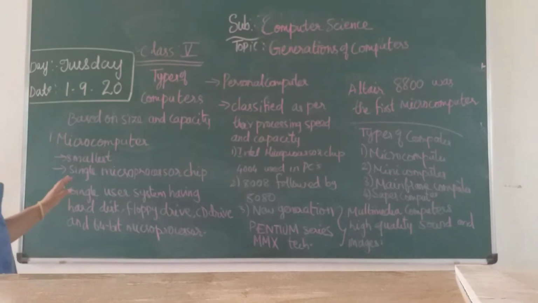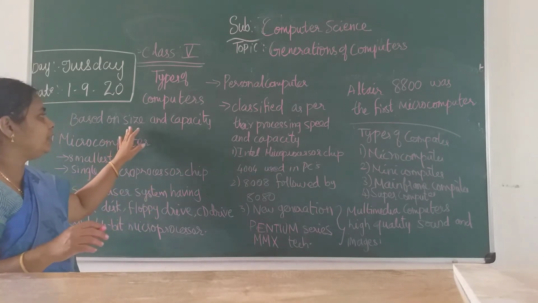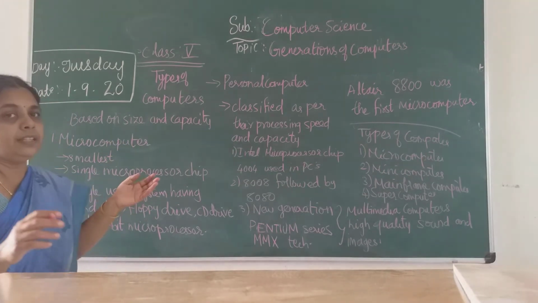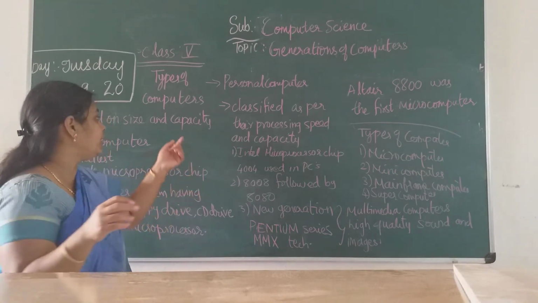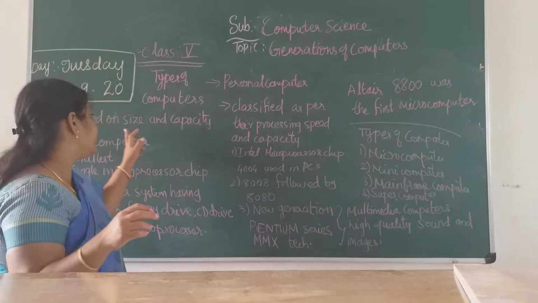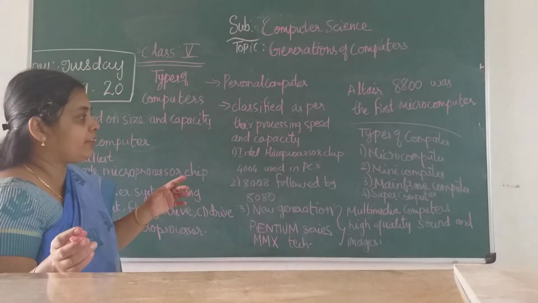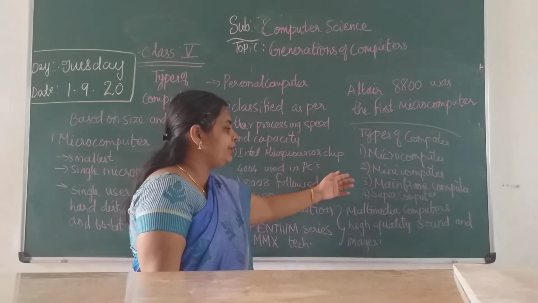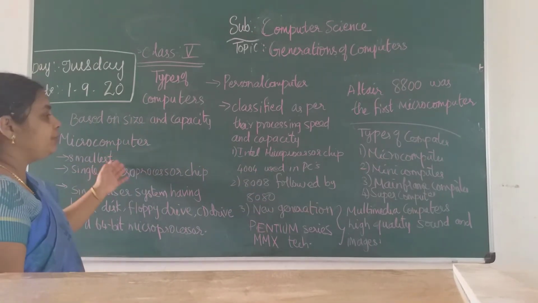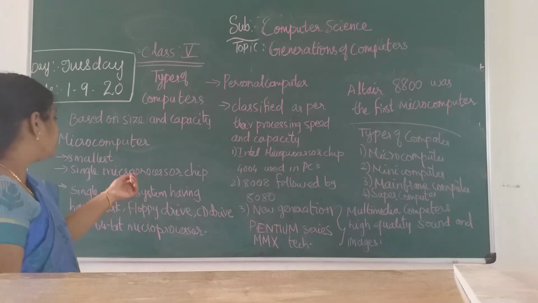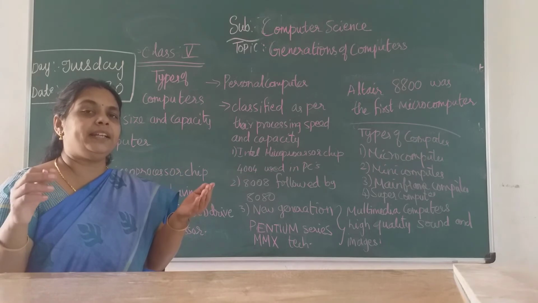Now how do they classify these computers? They are based on their size and capacity. They will see their size and how much memory space it can hold. That only they are telling the capacity. So based on size and capacity, they are being classified into different types of computer. They are microcomputer, mini computer, mainframe computer and supercomputer.